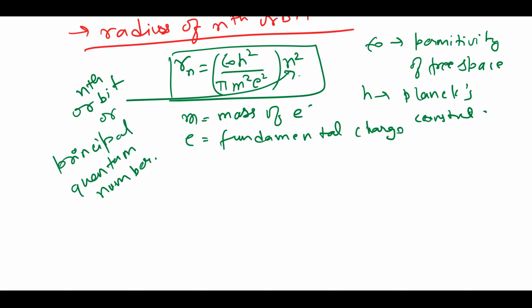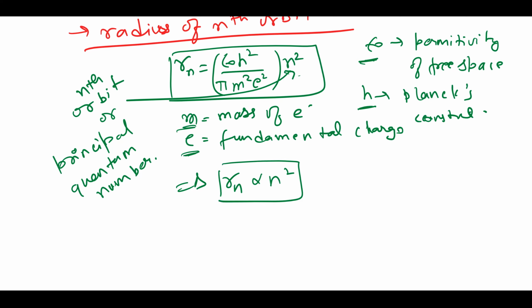So from here, permittivity, Planck's constant, mass of the electron, and charge on the electron are all constants. So we can say the radius of the nth orbit of hydrogen is proportional to the square of the principal quantum number.